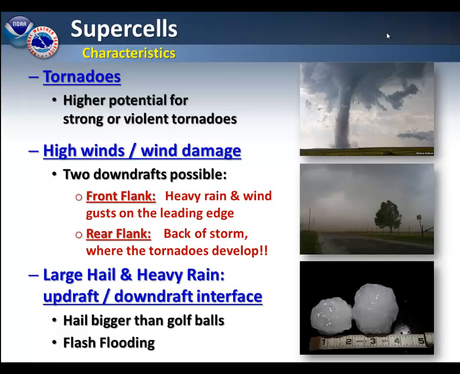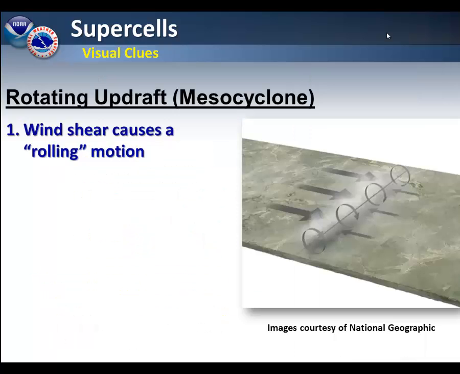They can also produce large hail and heavy rain in the updraft, downdraft area. Hail can frequently be bigger than golf balls, and the heavy rain can be causing flash flooding as well.